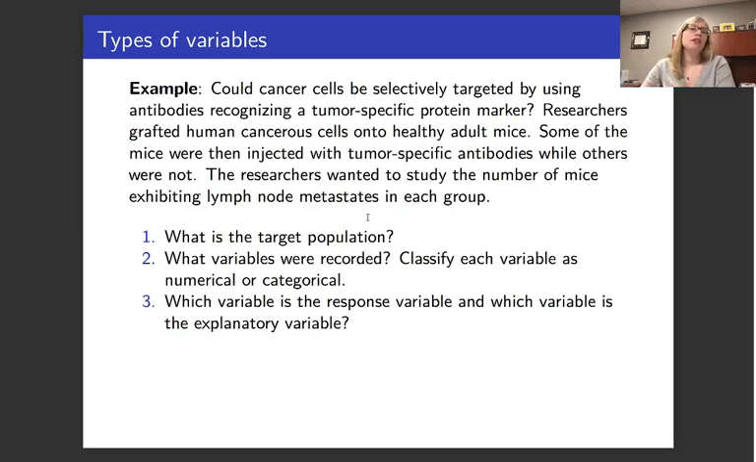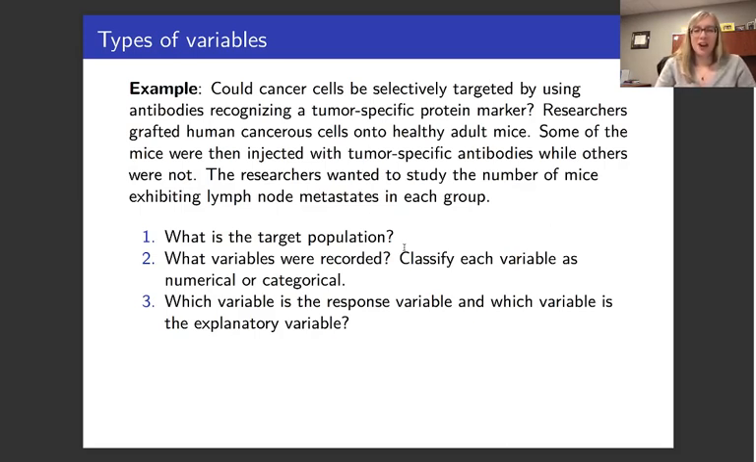So suppose we want to know whether or not cancer cells can be selectively targeted by using antibodies recognizing a tumor-specific protein marker. Researchers grafted human cancer cells onto healthy human mice. Some mice were then injected with tumor-specific antibodies while others were not.